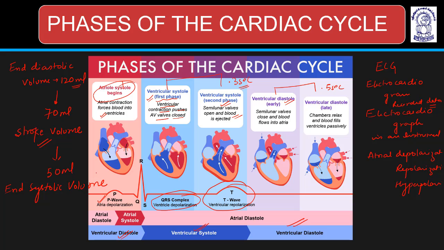The fraction of end diastolic volume which is ejected out is called ejection fraction, usually around 60% or 7 by 12 part. Ejection fraction is equal to stroke volume divided by end diastolic volume. So ejection fraction is calculated as stroke volume upon end diastolic volume.